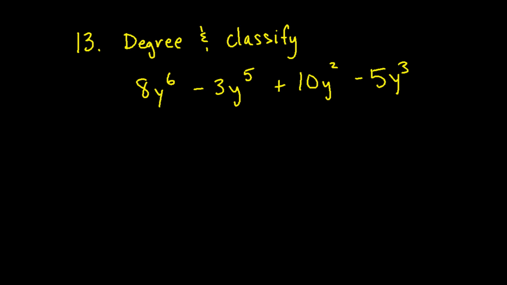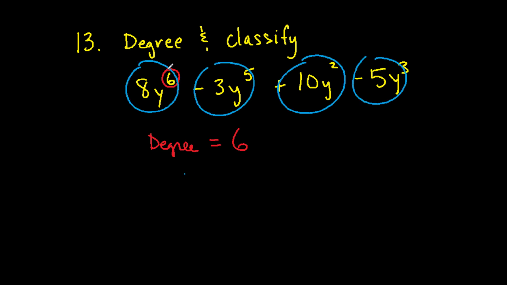Number 13 is asking us to classify this polynomial by degree and whether or not it's a monomial, binomial, trinomial, or none of these. So recall that the degree of a polynomial is the highest exponent on a variable. So this is considered a degree 6 polynomial, so the degree equals 6. In terms of the classification, monomial means one term, binomial 2 terms, trinomial 3 terms. But this polynomial has 1, 2, 3, 4 terms. So we would say this polynomial is none of these.